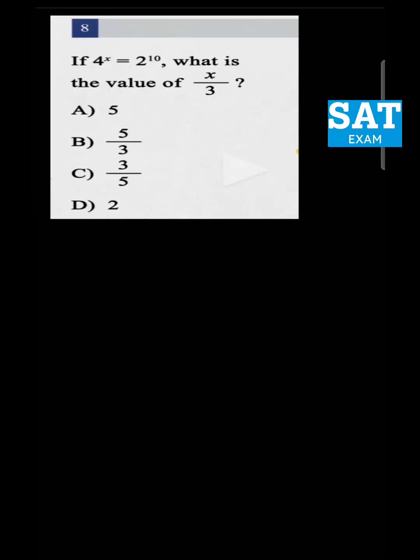If 4 raised to the power of x is equal to 2 raised to the power of 10, then what is the value of x over 3? So the first equation is what? If 4 raised to the power of x is equal to 2 raised to the power of 10, then we are asked to find the value of x over 3. So all we need to do first is to find the value of x from this exponential equation.